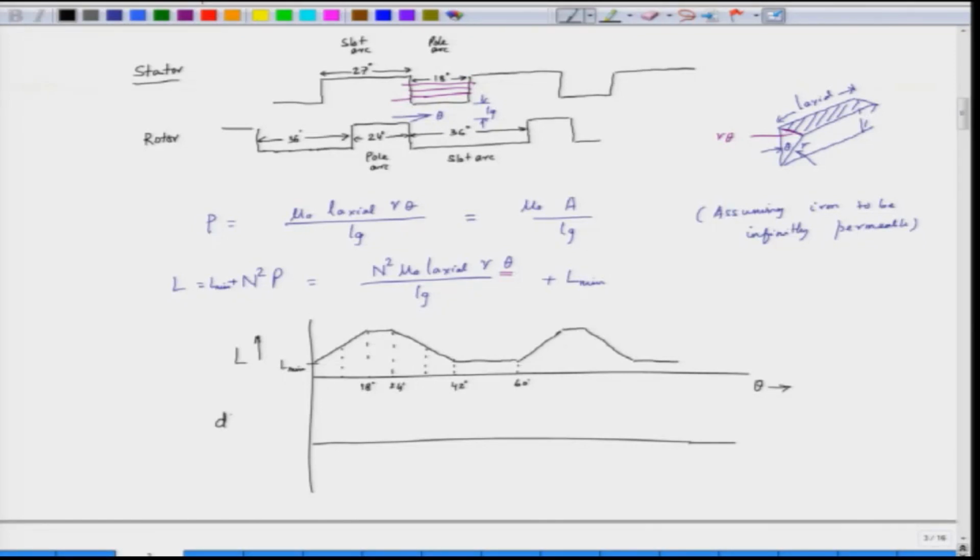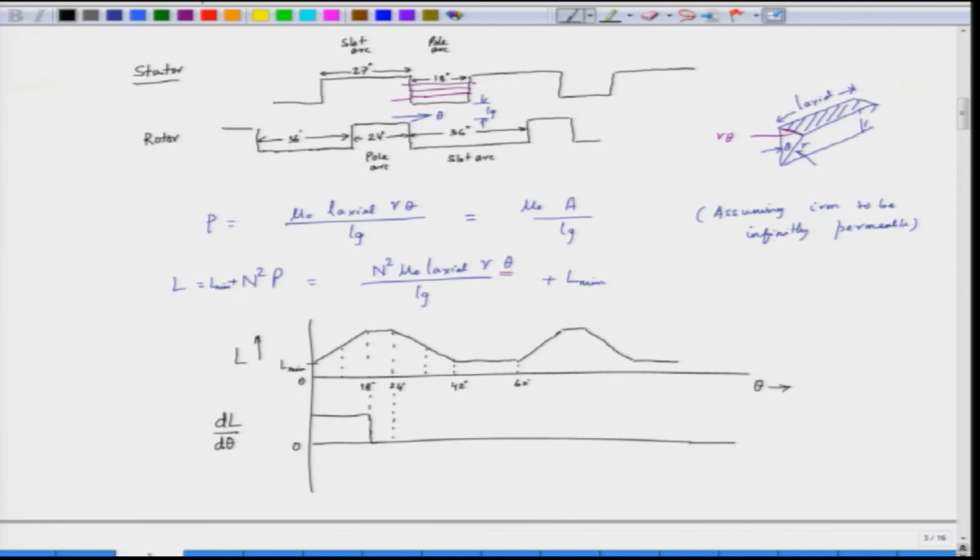Now, since the stator inductance is a function of theta, we have dL by d theta. So, we will plot here dL by d theta against theta. This is the inductance here. What is the derivative of inductance with respect to theta? This is 0 in this case. So, till 18 degrees dL by d theta is constant because the inductance is rising, and from 18 to 24 degrees the inductance is constant.